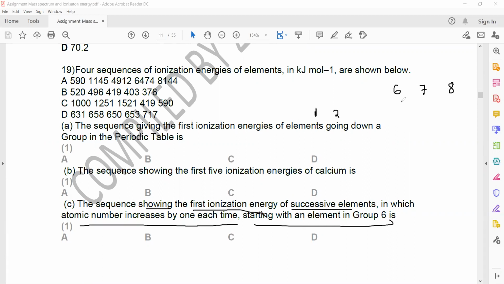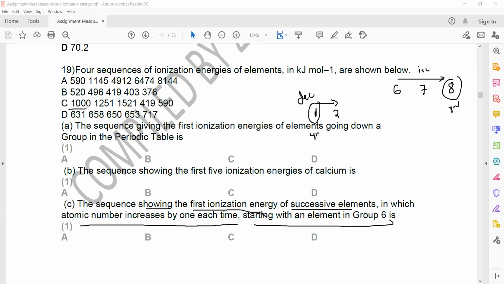So when moving from an element of group 6, 7 and 8, the ionization energy will increase. But as the atomic number increases from group 8, you will have a group 1 element. So moving from group 8 to a group 1 element, the ionization energy will decrease. After 3 ionization energies, there should be a gap between the 3rd and 4th. Between the 3rd ionization energy value and the 4th, they should decrease.